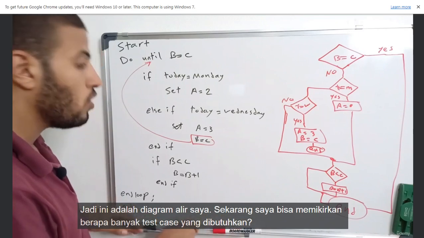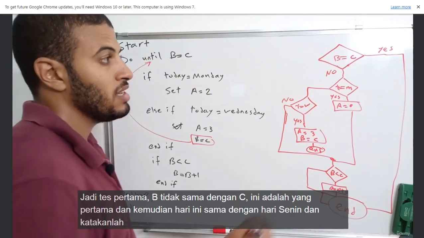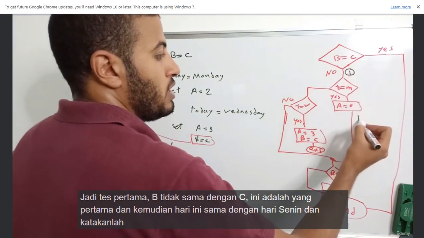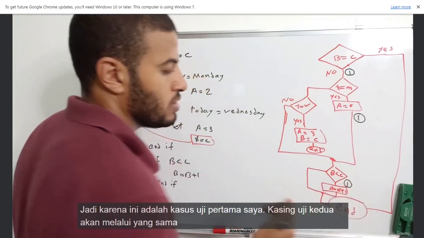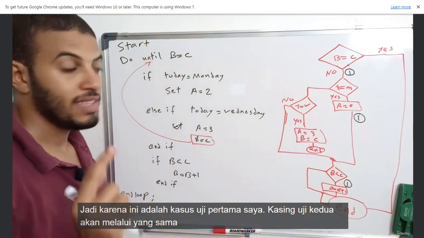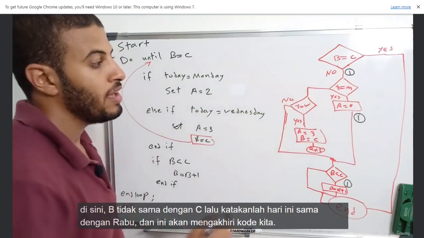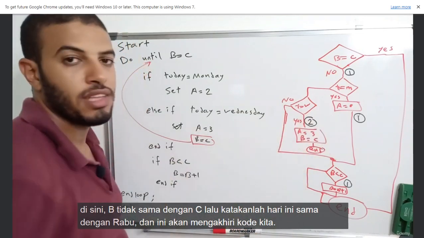Now I can think of how many test cases will be needed. So the first test case, B is not equal to C. Okay, this is the first. And then today equals Monday. And let's say that B is smaller than C. So this is my first test case. The second test case, we will go through the same here. B is not equal to C. Then let's say that today equals Wednesday, and this will end our code.